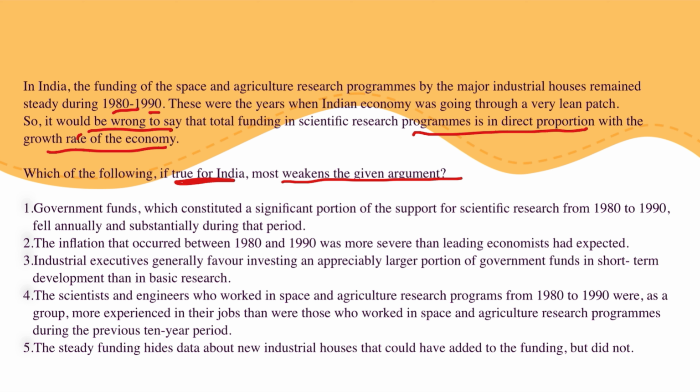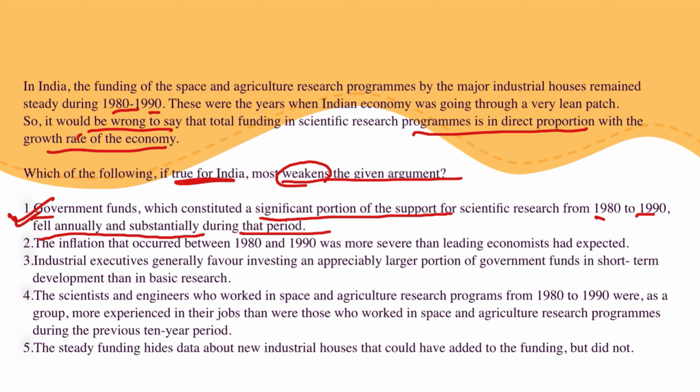Now here the question is, the total funding in scientific research, is it proportional to the growth of industry? Author does not really think so, right? It gives evidence to support this view as well. So based on this we are supposed to look for the weakener now. So if we look at option 1, it says government funds which constituted a significant portion of the support for scientific research from 80s to 90s fell annually and substantially during that period, right?